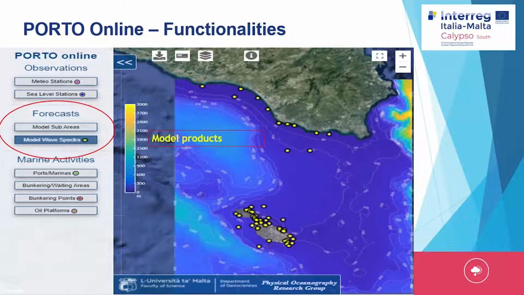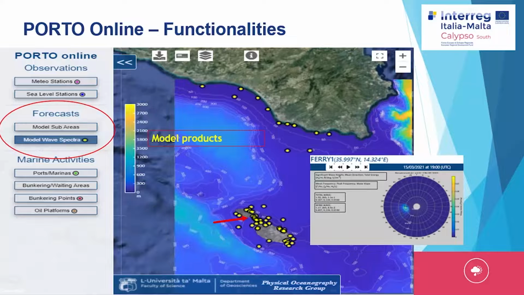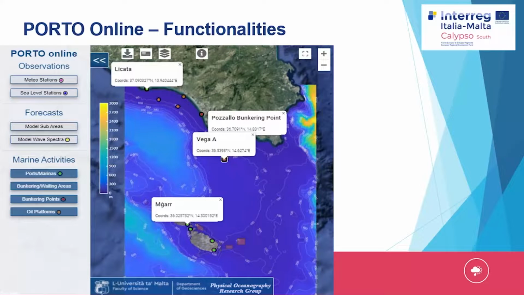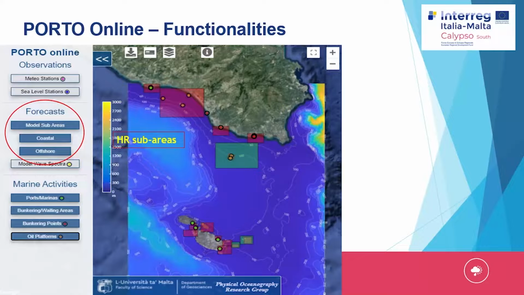Similarly, model wave spectra can be viewed at selected stations, shown in yellow, and again, each linking to detailed animations of sea conditions. The dashboard also offers viewing and superposition of georeferenced information like ports, bunkering areas, and oil rigs, providing metadata information on any selected feature. A facility also offers viewing specific subareas in higher resolution.